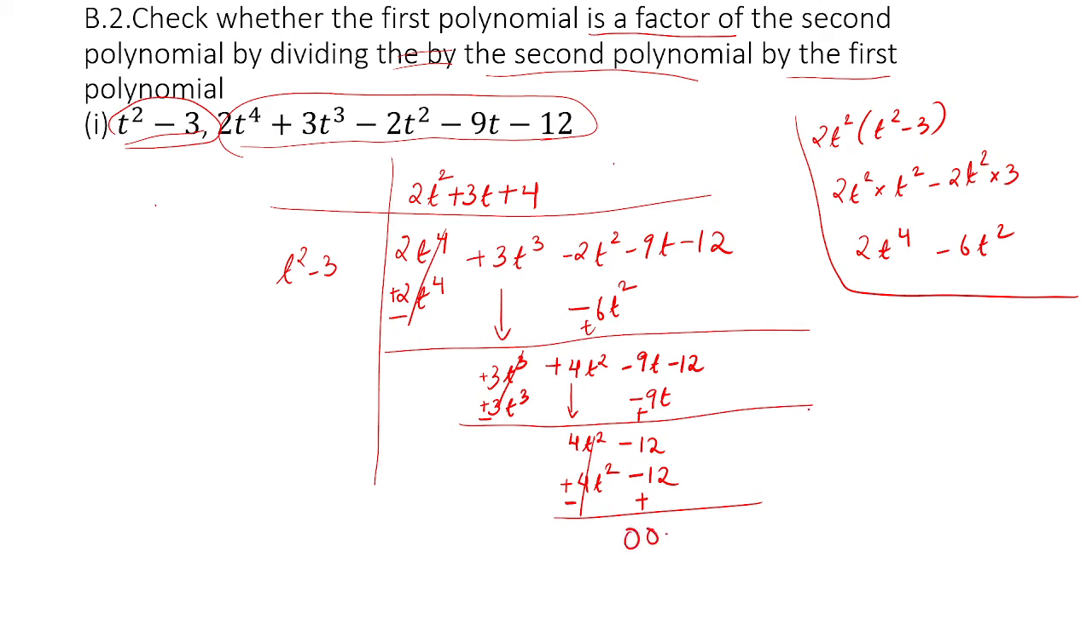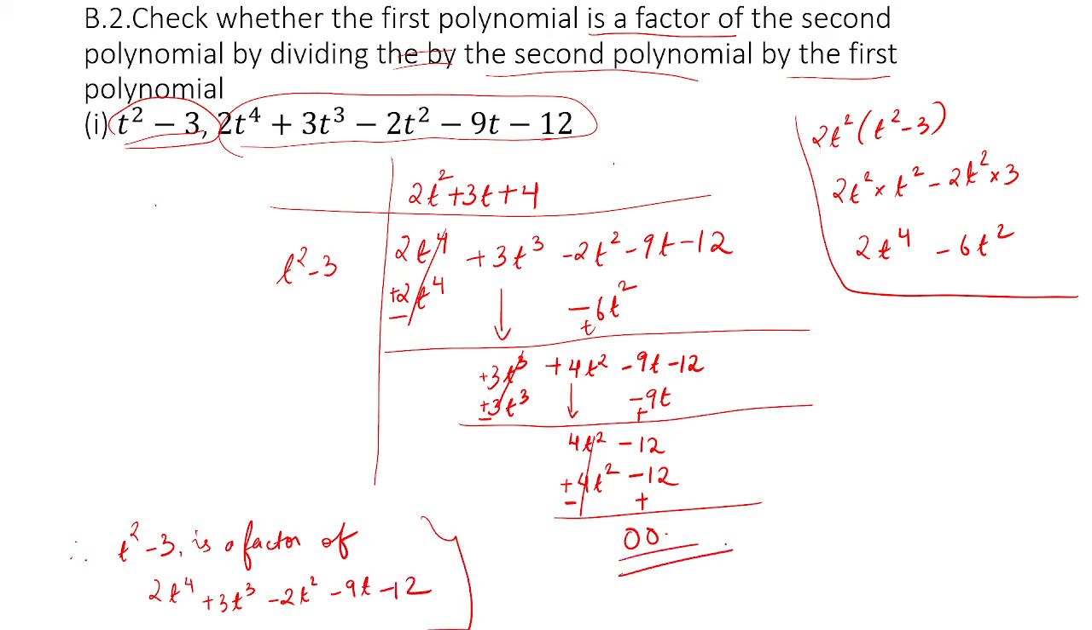Therefore, you can finally conclude that t square minus 3 is a factor of 2t to the power 4 plus 3t cubed minus 2t square minus 9t minus 12. You can always conclude this: it is a factor because the remainder is 0.